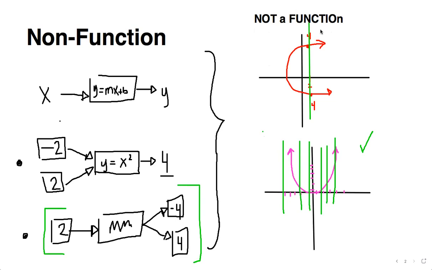So let me make a note down here again that this is our not a function version when we're looking at the inputs and outputs. And then this is our not a function version using the vertical line test.